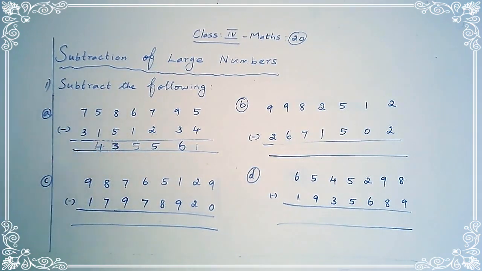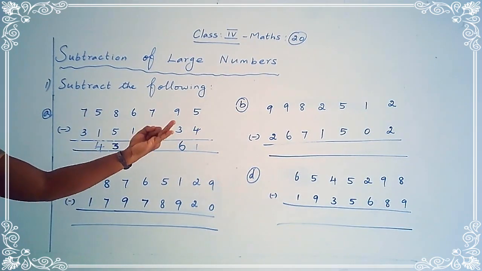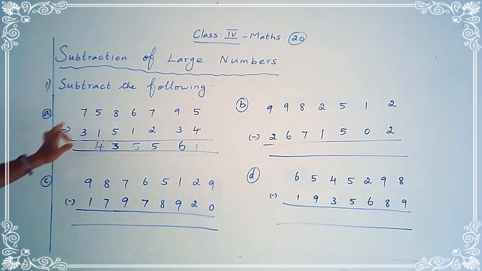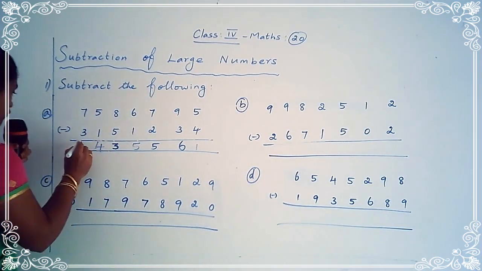Okay children? Yes. Now you come to the next place, the 10 lakhs place. Now we are subtracting in the 10 lakhs place. So 7 minus 3. What is the answer? The subtrahend is 3. So take 3 in your mind. So 3 after 4, 5, 6, 7. So how much? 4. So 7 minus 3 is equal to 4.